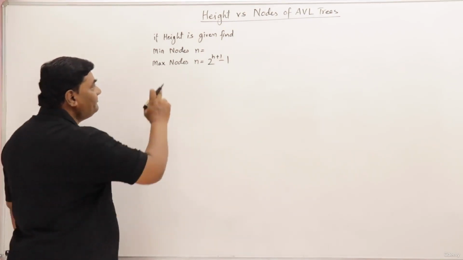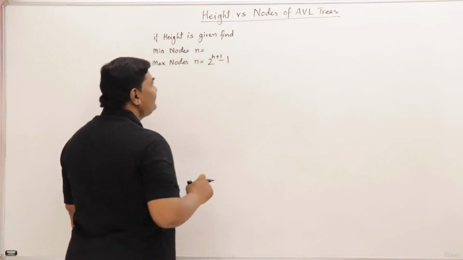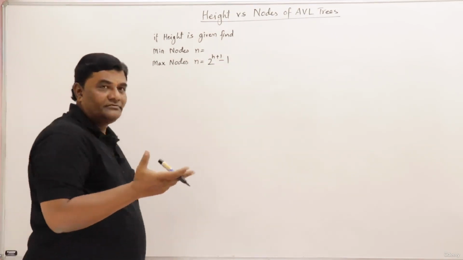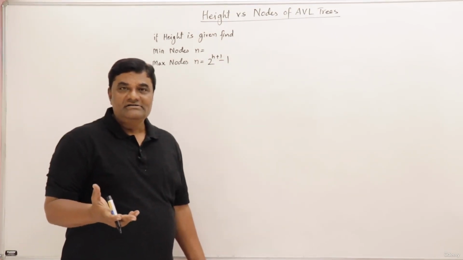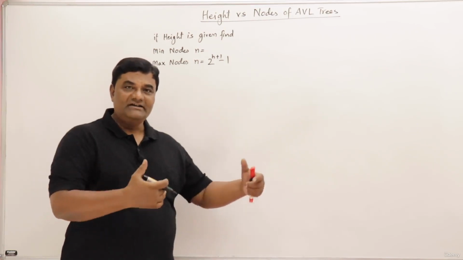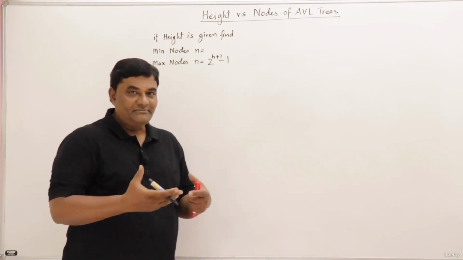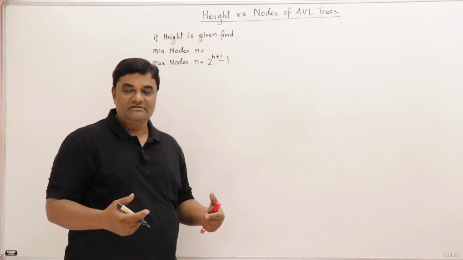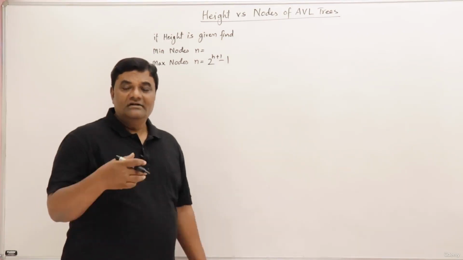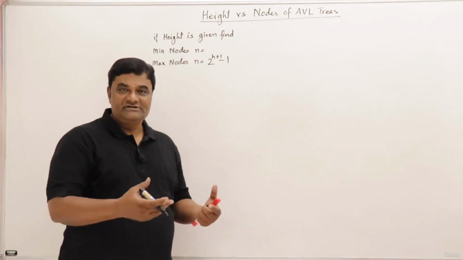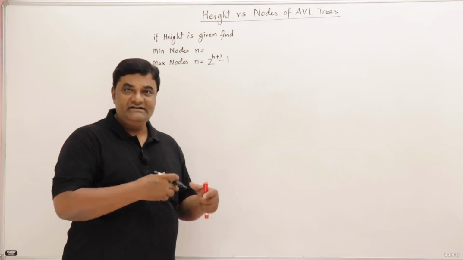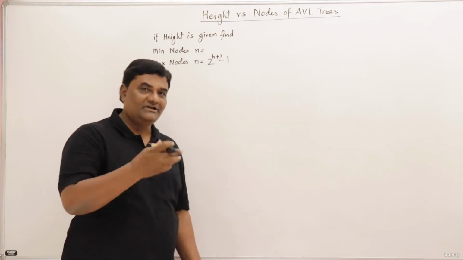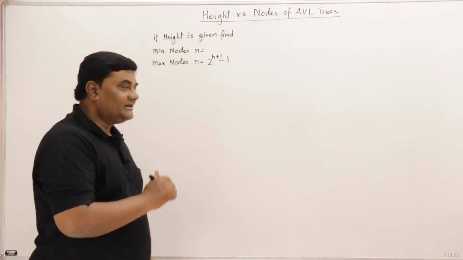Now the question is minimum how many nodes if height is given. So how to get the formula? Formulas come from observation. By taking sample values or examples, you can prepare the formula. Let us take some examples of heights of AVL trees, see how many minimum nodes are required, and then we'll come up with the formula. So let me show you some examples.